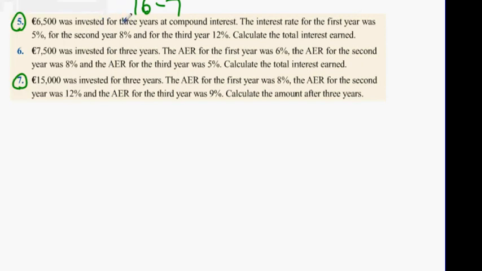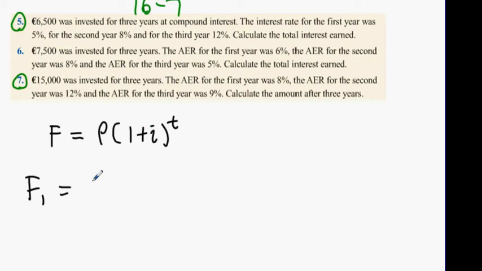€6,500 was invested for 3 years at compound interest. The interest rate for the first year was 5%. Now, we have a formula. F equals P brackets plus I times T. What F1 stands for is the final amount at the end of year 1.